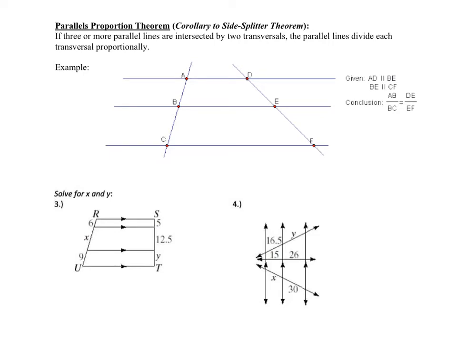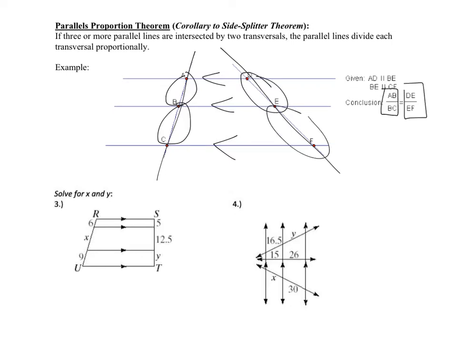Okay, this next one is just sort of a continuation of all of that. This is the parallels proportion theorem. It's a corollary to the side splitter theorem. It's saying if you have 3 or more parallel lines intersected by 2 transversals, the parallel lines divide each of those transversals proportionally. So if AD is parallel to BE and BE is parallel to CF, then the way that it's dividing these transversals is proportional. So AB to BC is the same ratio as DE to EF. That's what this one is saying. Very similar to that side splitter theorem.